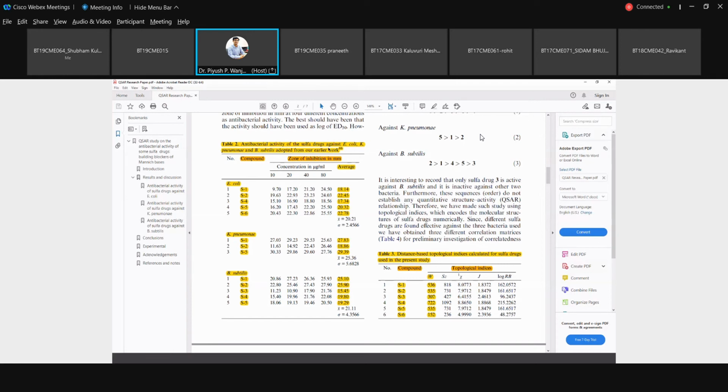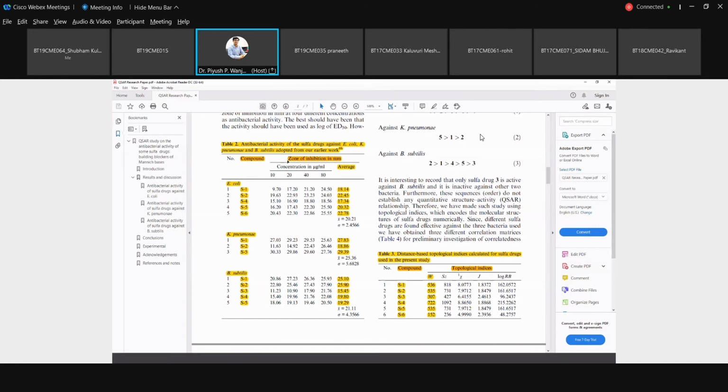and these activity values are determined for your sulfur drugs against these 3 different bacteria, E. coli, K. pneumoniae and B. subtilis. And you can see for different compounds, like for E. coli, compounds number 1, 2, 3 are missing, and then 4, 5, 6. Here 1, 2 are there, 3, 4 are missing and 6 is missing. So you can see that only particular compounds are active against a particular bacteria, K. pneumoniae, and similarly here.